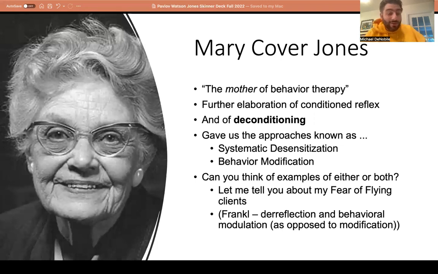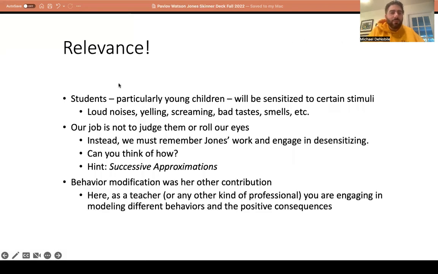That's just a side note that I wanted to add. You're not going to be tested on anything about Frankl in this sense, but I just want to let you know that it's out there. It's similar to behavior modification, but slightly different.